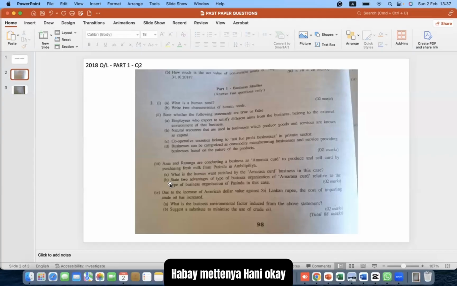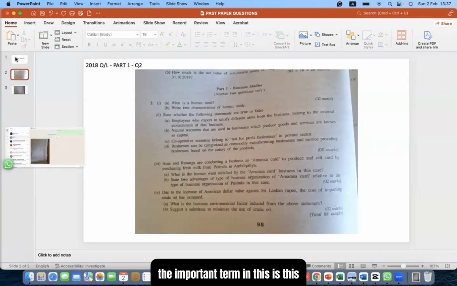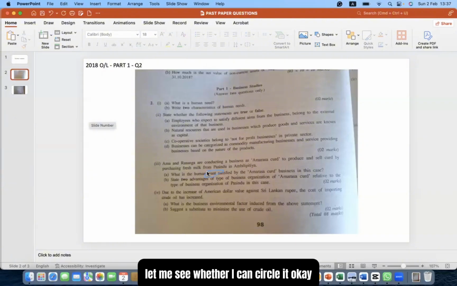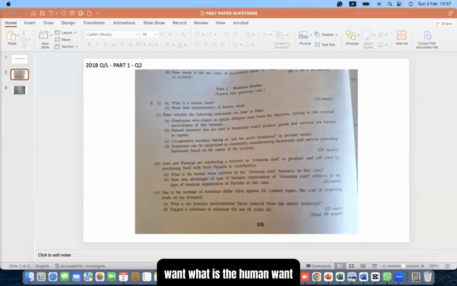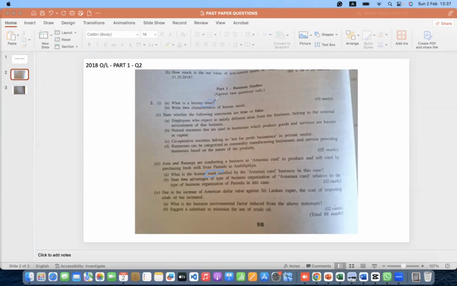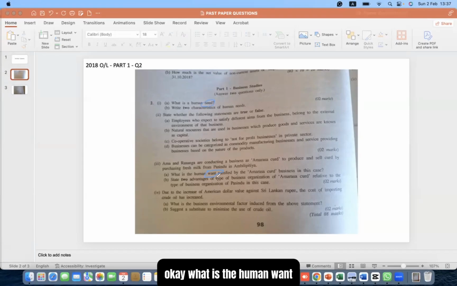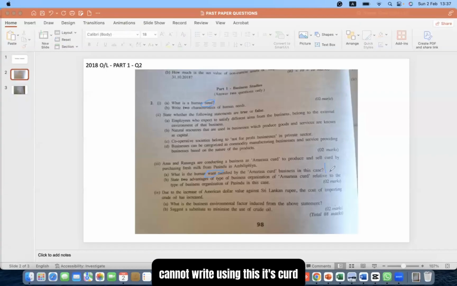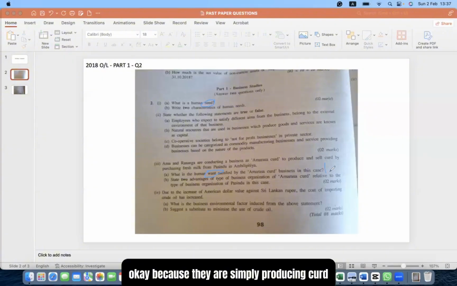But here, the important term is this one. Let me see whether I can circle it. Want. What is the human want? They are asking about want, not need. What is the human want satisfied by the Amarasa Curd business in this case? Can anyone give the answer? It's curd. You cannot write food using this. It's curd, because they are simply producing curd.